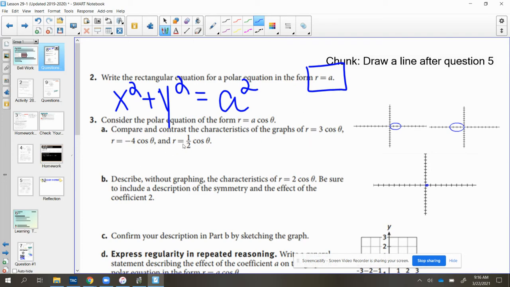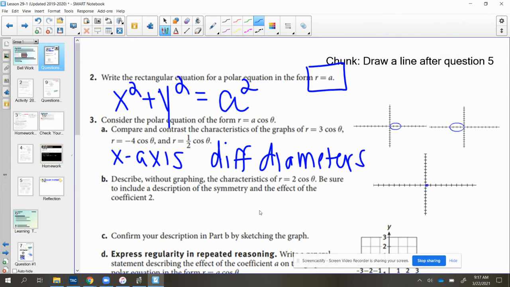Now, if we were checking out these other graphs, I have graphs of r equals 3 cosine theta, r equals negative 4 cosine theta, and r equals 1/2 cosine theta graphed here. We see that these are again circles, although our graphing calculator makes them look a little disoriented. These are all still circles. Now they're just shifted along the x-axis. Notice the whole diameter is 3, the whole diameter is 4 and it's shifted to the left, and the diameter is 1/2, okay? So these are all along the x-axis, but they have different diameters and are shifted in different directions.